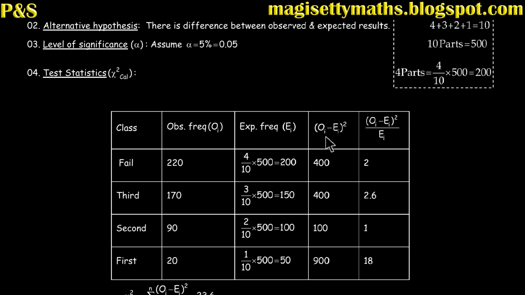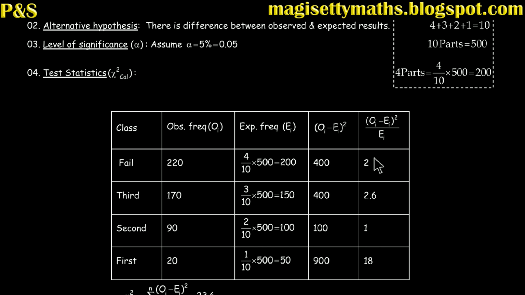Now evaluating the squares of the differences Oi minus Ei: 220 minus 200 whole squared equals 400. 170 minus 150 whole squared equals 400. 90 minus 100 whole squared equals 100. 20 minus 50 whole squared equals 900. Now evaluating the ratio (Oi minus Ei) whole squared divided by Ei: 400 divided by 200 equals 2. 400 divided by 150 equals 2.6. 100 divided by 100 equals 1. 900 divided by 50 equals 18.